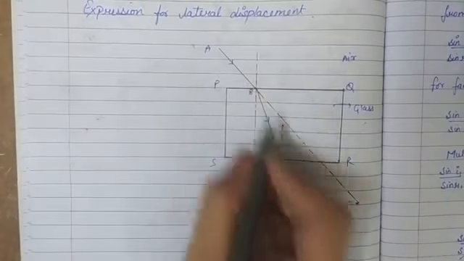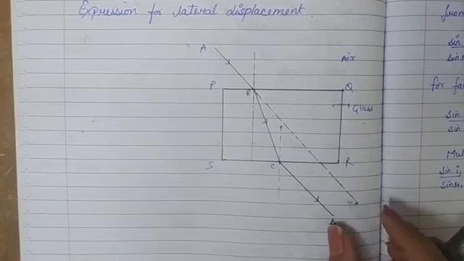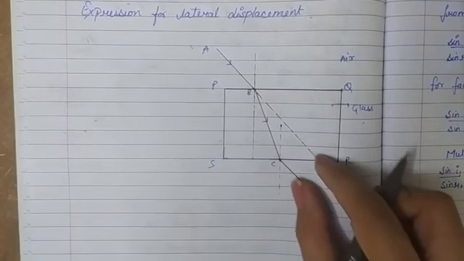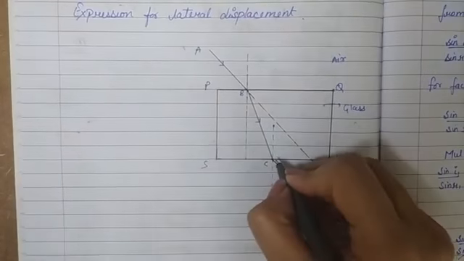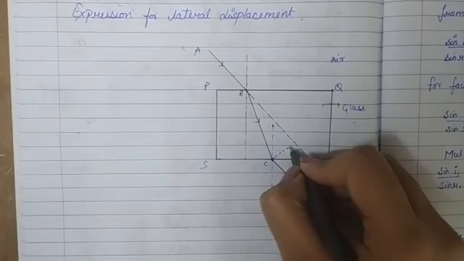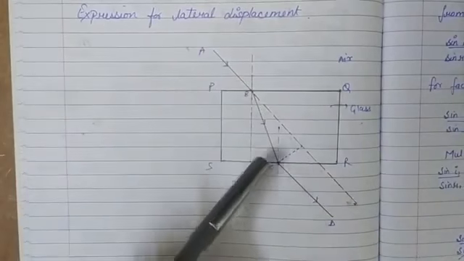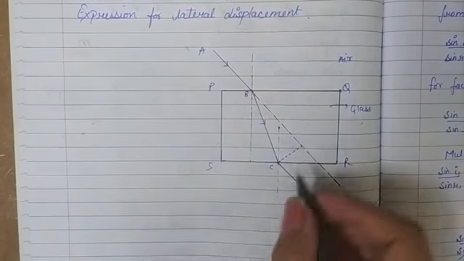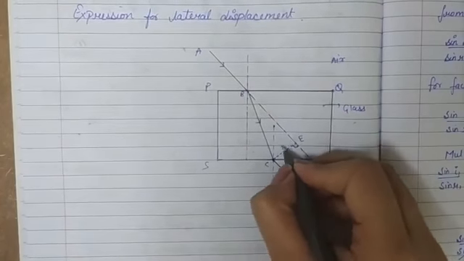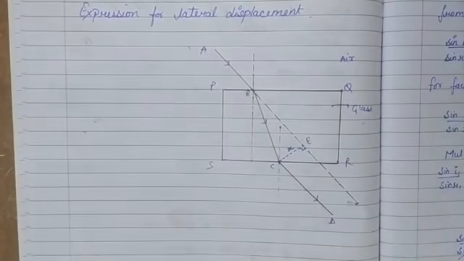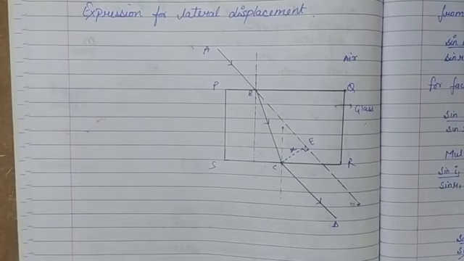AB is the incident ray and CD is the emergent ray, and the perpendicular distance between the emergent ray and the incident ray is called lateral shift or lateral displacement, which we are trying to find. So for this we are drawing a perpendicular on the incident line from point C to get this displacement. This is a perpendicular, I am naming it CE, and its length I am considering as x. So this is the lateral displacement that I am trying to calculate from this diagram.